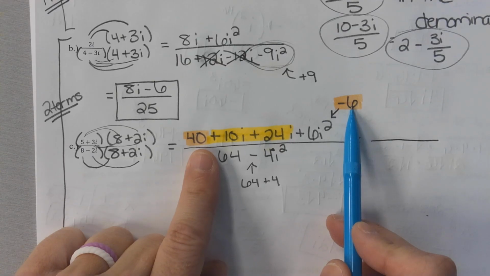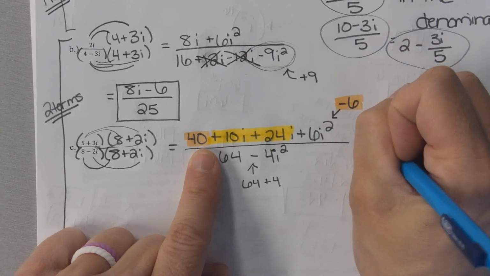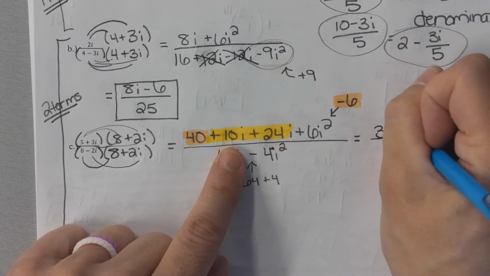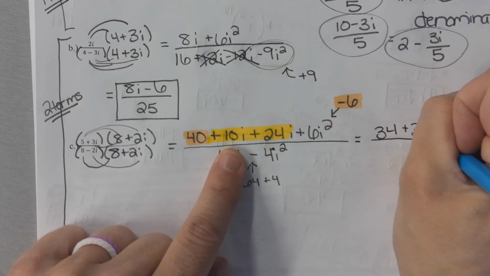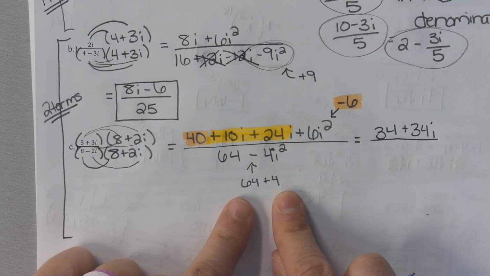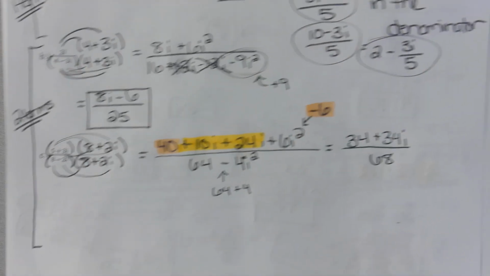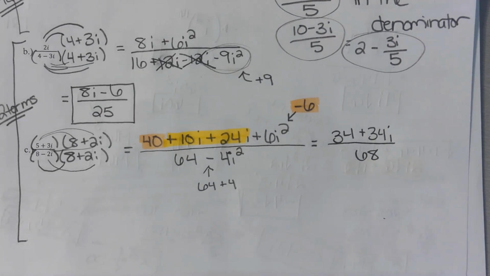All right, so let's simplify that mess of stuff out. I'm going to do this first. What do I get with my plain old numbers on the top? 34. How many i's do I have? 34. In the bottom, I get? 68.